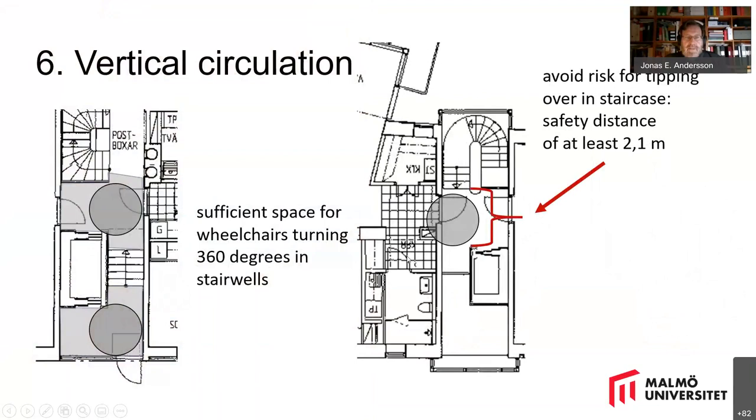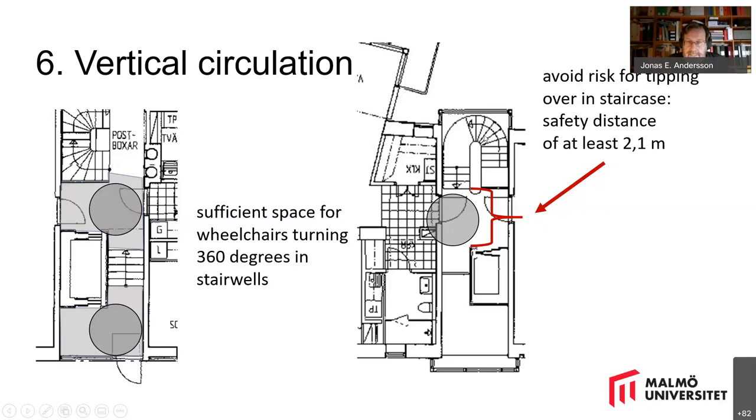And when it comes to vertical circulation, you also have to consider the staircase, because going backwards out from an elevator, you will perhaps encounter the risk of going backwards too much, and then there is a risk of tipping down or falling down a staircase. So there is a safety distance between the elevator and the stair, which is at least 2.1 meters according to Swedish regulation. I think that's about the same in most European countries, that you need this safety distance of 2.1 meters in order to avoid incidents and accidents falling down a stair.